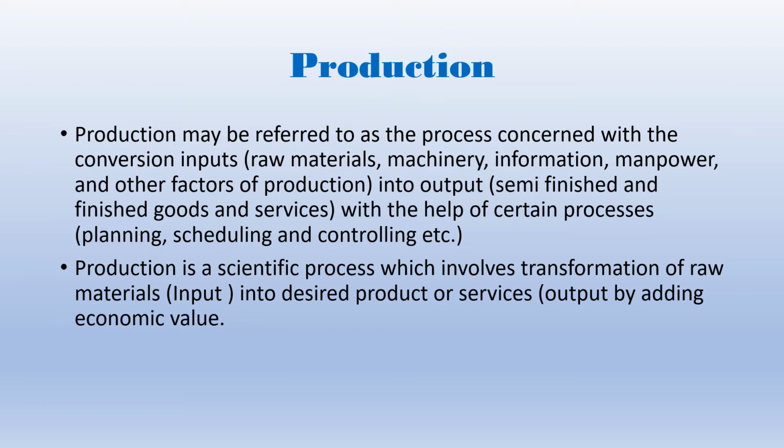So production is associated with the conversion of the available raw materials into a finished product. The product could be semi-finished, finished goods or services, pertaining to a certain process. The process includes planning, scheduling, and controlling aspects of management. We have another definition which explains what production is all about. It is a scientific process which involves transformation of raw materials into a desired product or services.